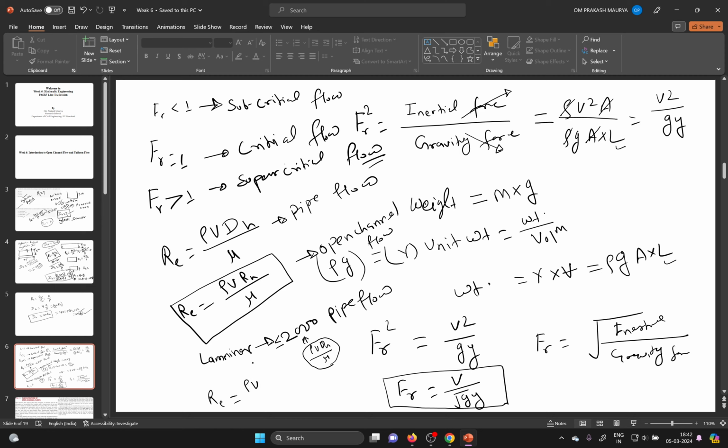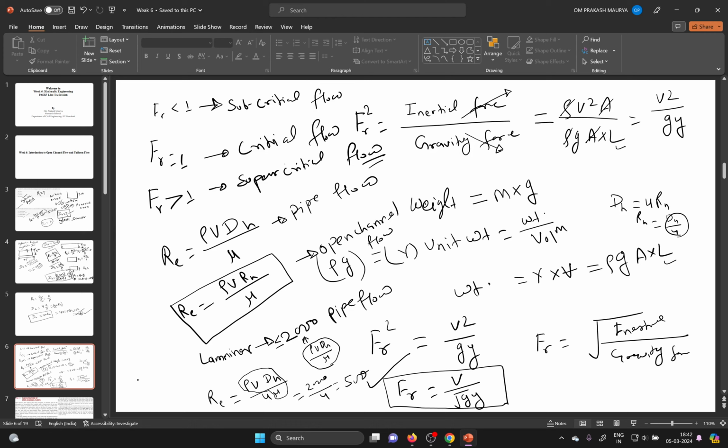So rho v, in place of RH we can put what? Your hydraulic mean diameter was 4 times the RH. So in place of RH, hydraulic radius, Dh by 4. So if we put here Dh by 4 mu, how much is this value in case of laminar? 2000. So here 2000 divided by 4 will come out to 500. So in case of open channel flow, your Reynolds number is 500 for laminar.